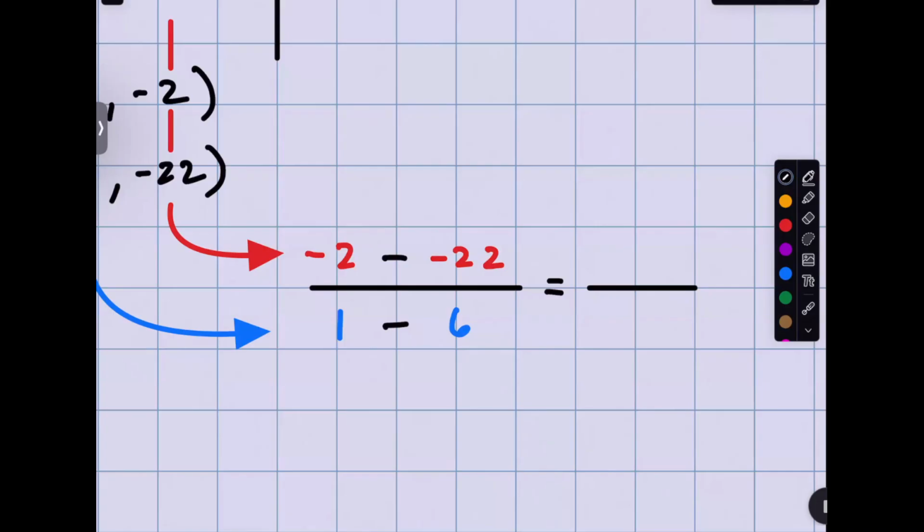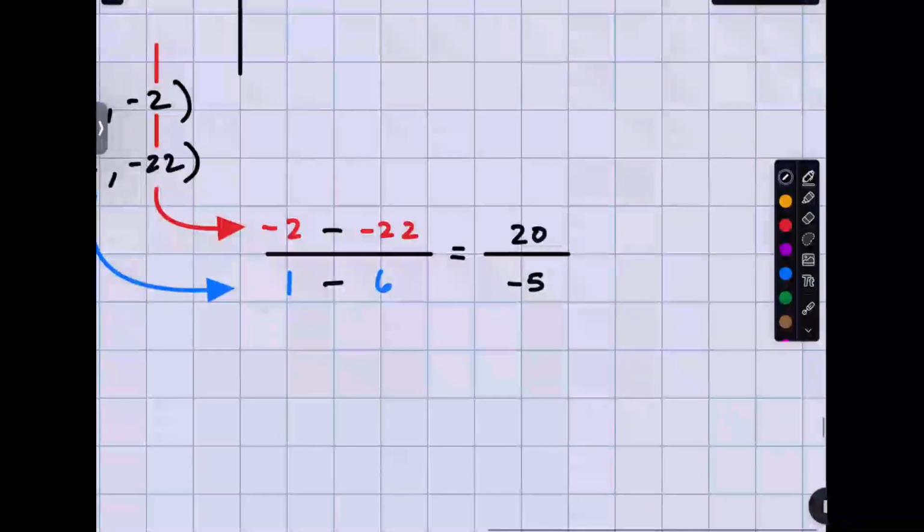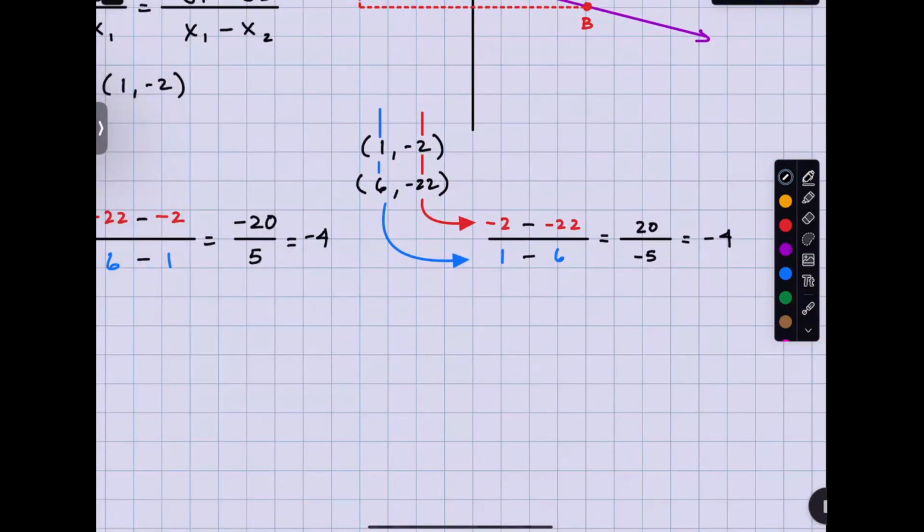So what's negative 2 plus 22? What's 1 minus 6? What's 20 divided by negative 5? Oh, look at that. I do get the same thing. Don't I? I do get the same thing. Right? So not bad. I'm okay there, right? Okay.